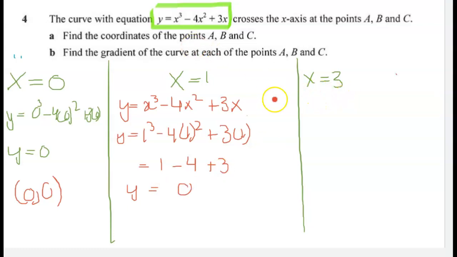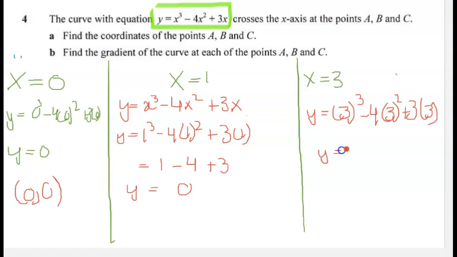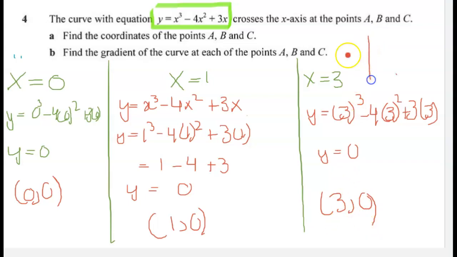If you put x as 3 back in the same equation, y equals 3 cubed minus 4 times 3 squared plus 3 times 3. If you put that in a calculator, the answer is going to be 0. Because that's (0, 0), that is (1, 0), and that is (3, 0). Because that's the point where they are actually intersecting the x-axis. So the first point is going to be (0, 0), so one point is here. The other point is going to be (1, 0).